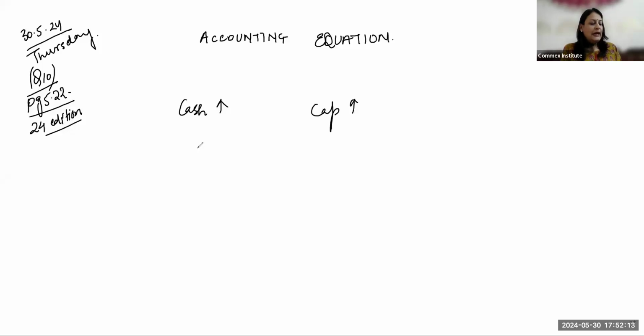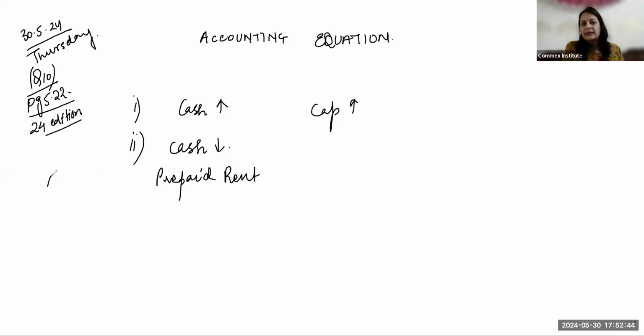Then we have paid rent in advance. So for the second transaction, no new column will be required, because when we pay the rent in advance, okay, a new column will be required on the asset side, prepaid. So we paid the rent in advance, so the cash will decrease. Okay, and one new column of prepaid rent will be required. Prepaid rent is my new asset.